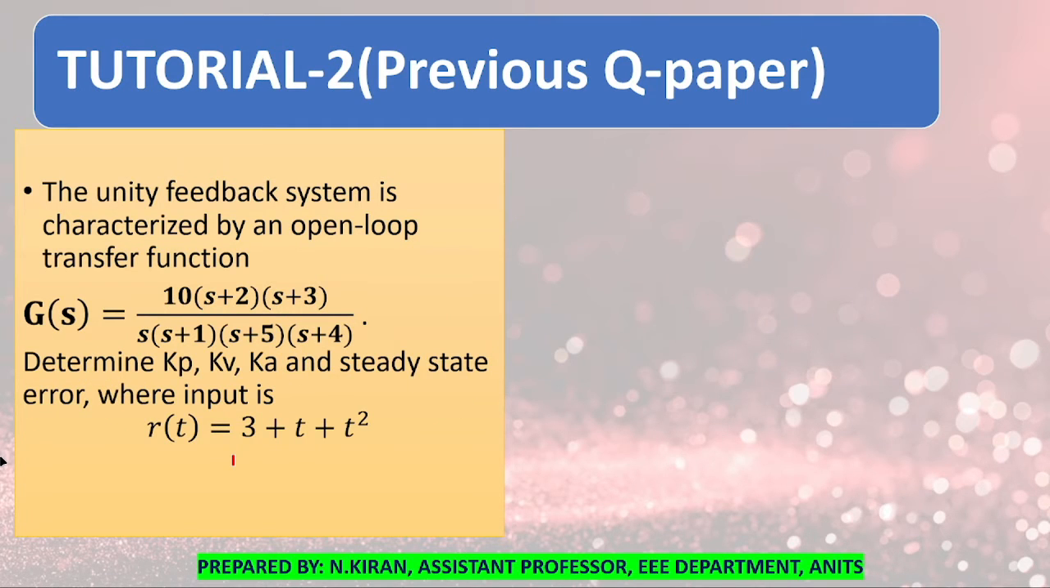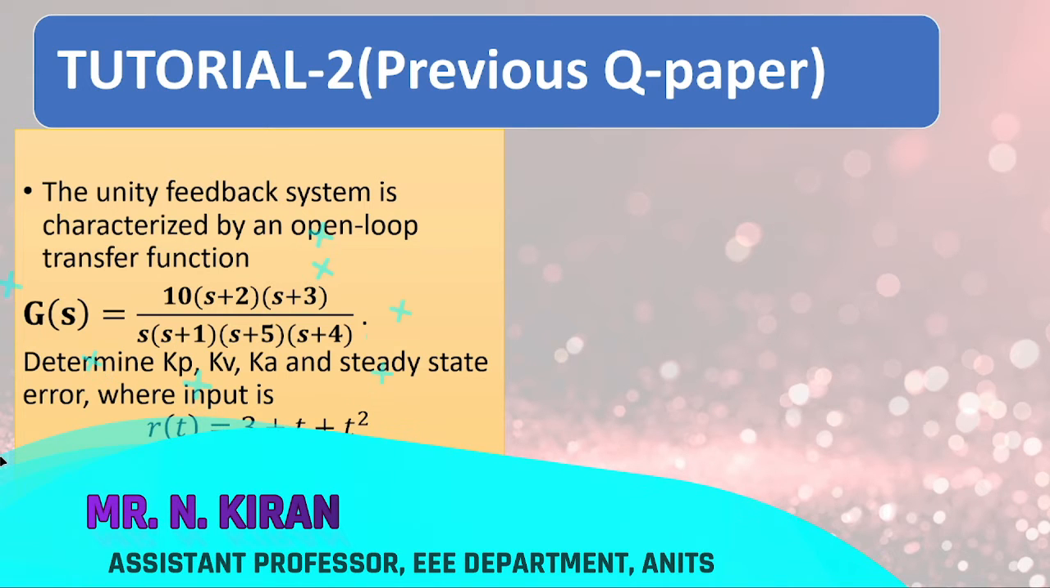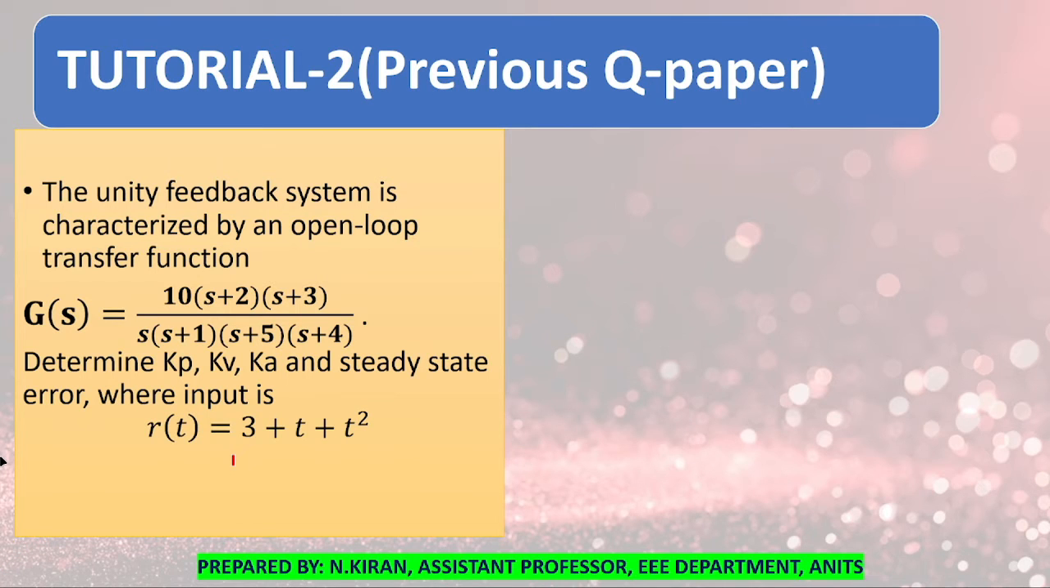The second tutorial. It's given that the unity feedback system is characterized by open loop transfer function G(s) = 10(s+2)(s+4) / [s(s+1)(s+5)(s+4)]. Determine Kp, Kv, Ka and steady state error if the input is r(t) = 3 + t + t square. Here it is given that it is a unity feedback system, so H(s) value is 1.